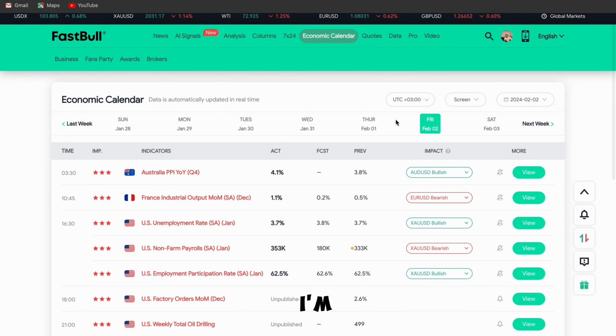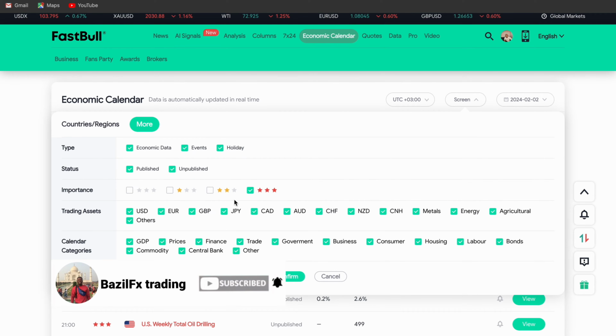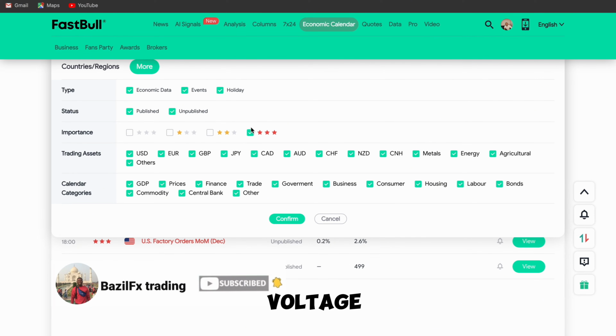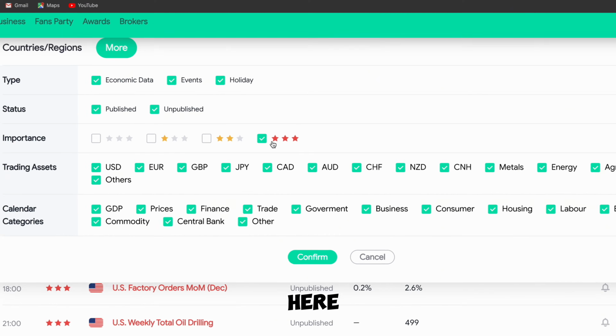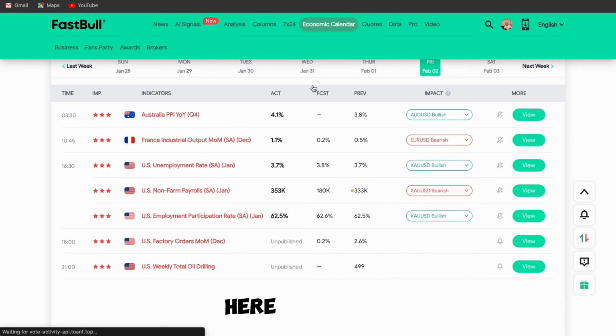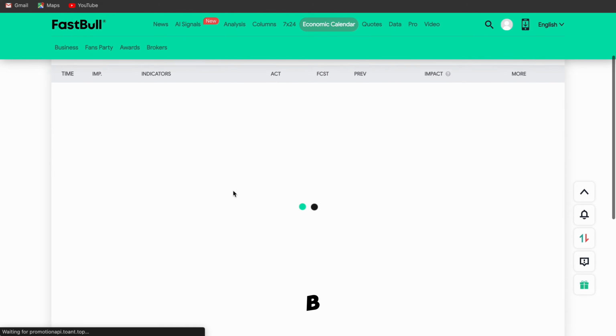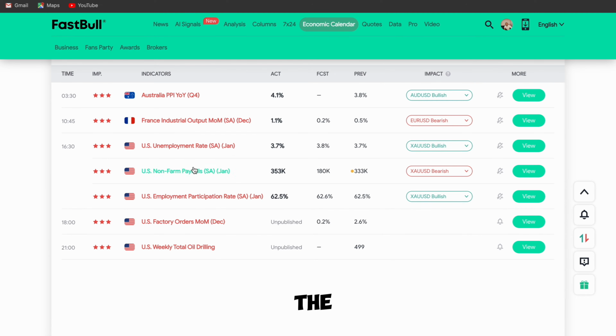Remember, whenever I'm using the economic calendar, I come to screen here, and then I come to more. What I want is to only have high volatile news. You see, high volatile news only. I don't tick this one, I don't take this one. So I make sure these are blank and only leave this one right here. The reason why is these are the only economic events that are really going to move the markets. When we come back to the economic calendar right here, you can see we have NFP. And remember, traders, we said NFP stands for non-farm payroll. This is the economic event that we're interested in, this one right here.